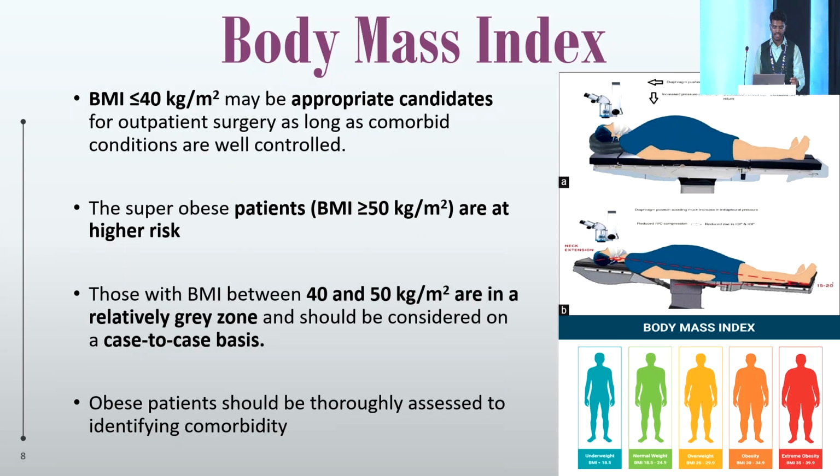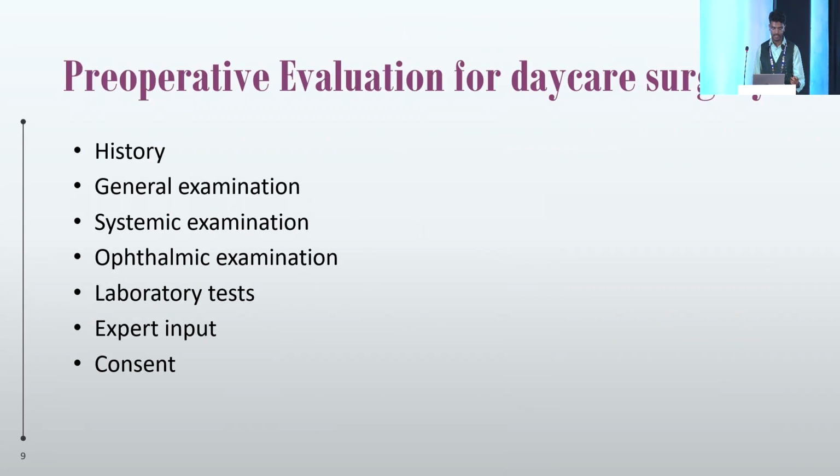So more than 50, they are at a very high risk of having issues during the procedure, whereas less than 40, they are pretty much okay with cooperating for the procedure. Now this 40 to 50 is a gray zone where we need to consult with a good physician and take their confidence in order to proceed with the surgery.